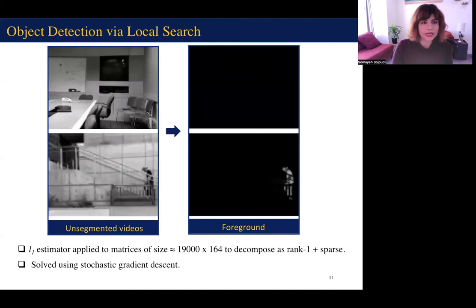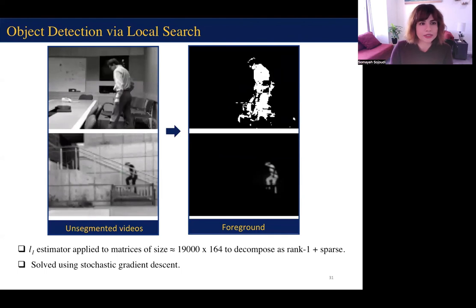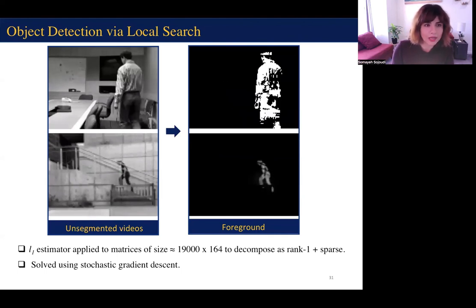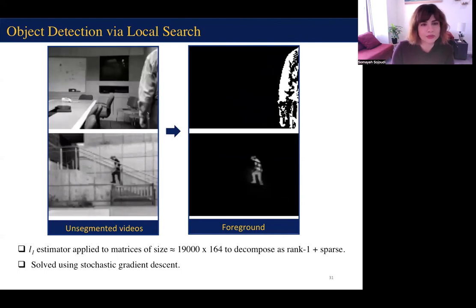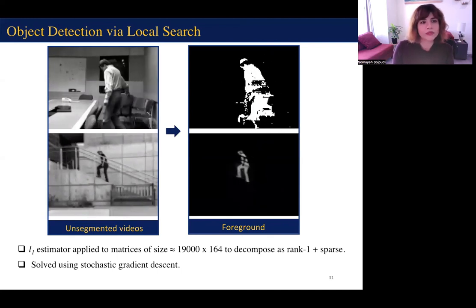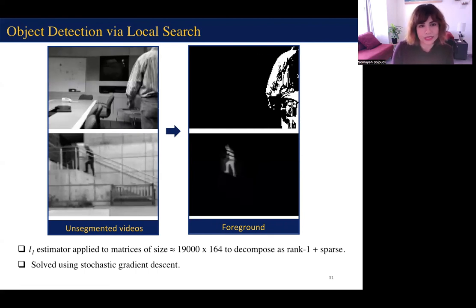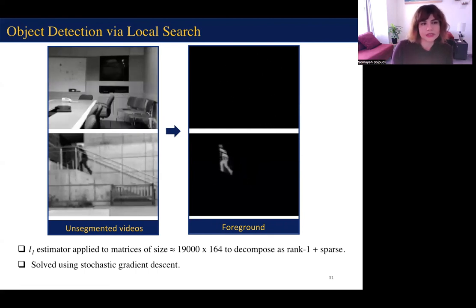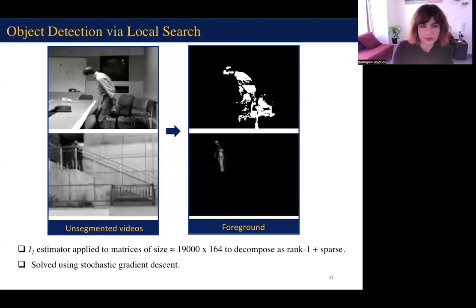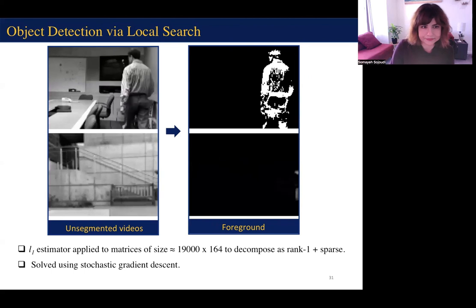Here, we want to detect the moving objects in these two videos. I should mention that the first video is a benchmark example in the literature, but the second video was recorded by my group on the campus of UC Berkeley. For both videos, we used a robust estimator and solved it using SGD. And we can see here that we were able to correctly find a global solution for the moving object.